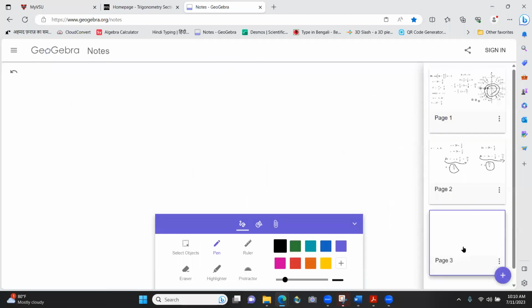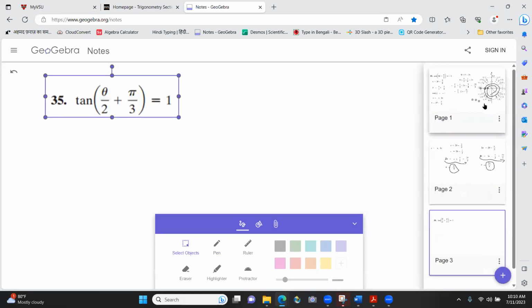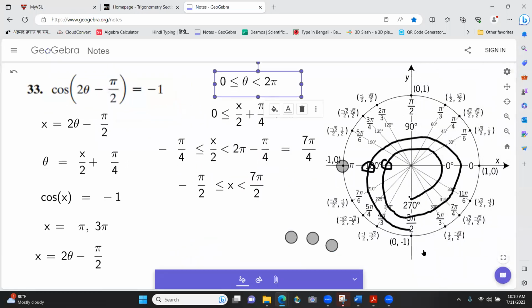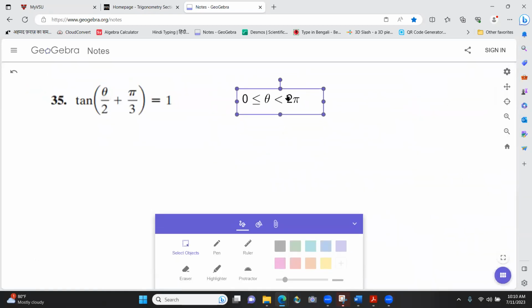All right, the old problems are here, guys. I'm going to try 35. Okay. The question says your answer has to be in this range. In this range. Okay. And let's bring the unit circle.